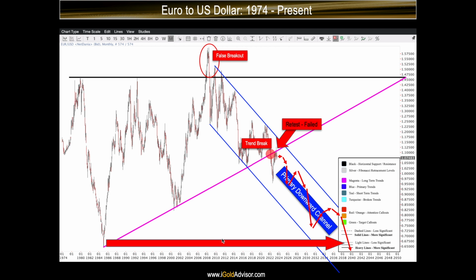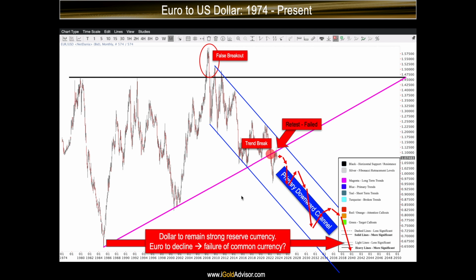And so think about what this is going to mean for the euro and the US dollar. This is not going to happen in a vacuum. What's going to happen here is that the dollar is going to remain a strong world reserve currency, the only world reserve currency. And furthermore, it means that the euro is going to decline. And again, this is going to happen for political, geopolitical, economic, perhaps even military reasons, which could in fact lead to a failure of the common euro currency.